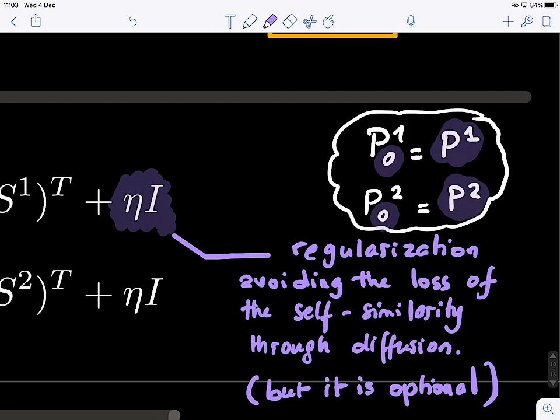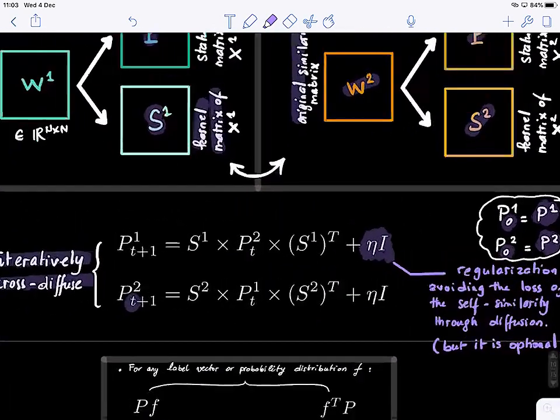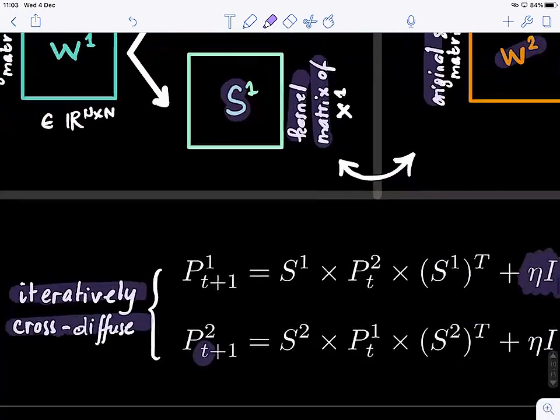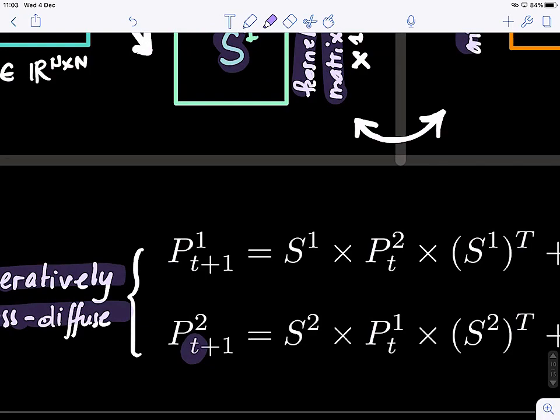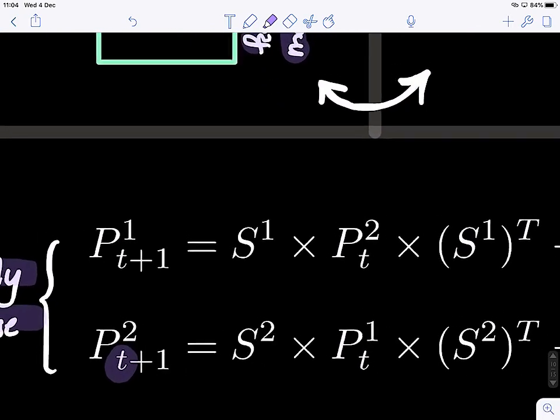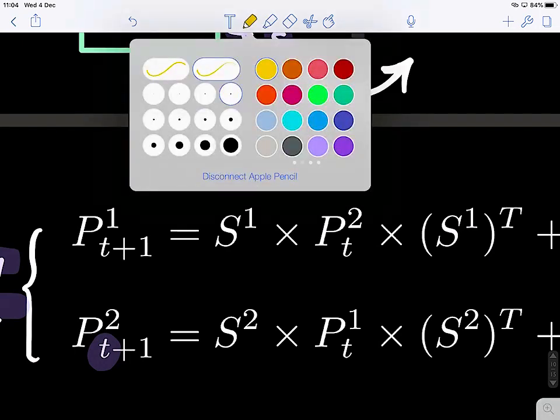And then we start the iteration, we start the cross-diffusion. So let's look at this step by step. First, maybe we can ignore the regularization term and look at these equations. What is happening here? So what we have is the S matrix.